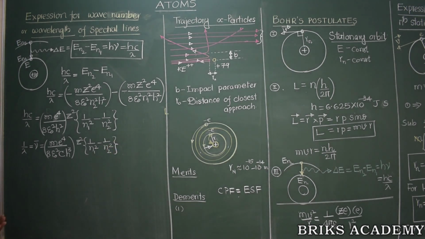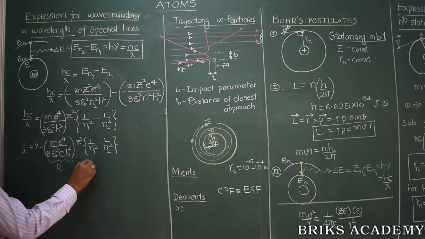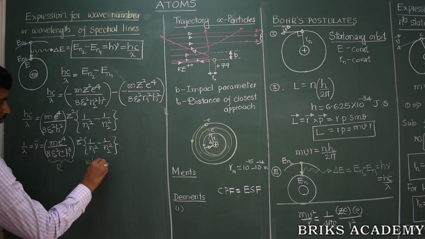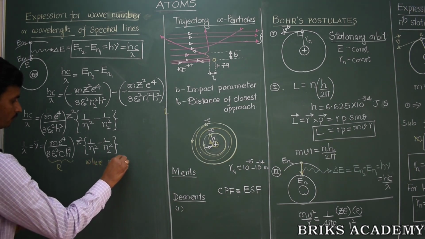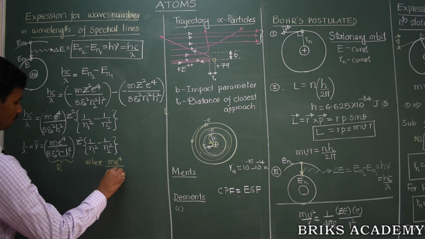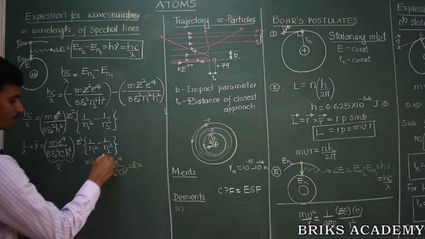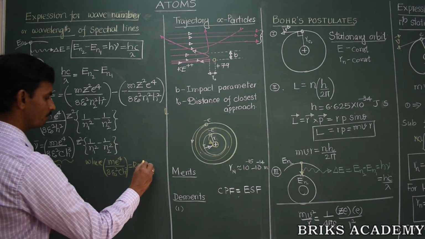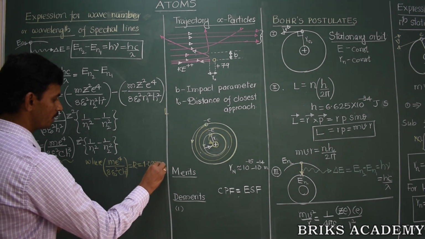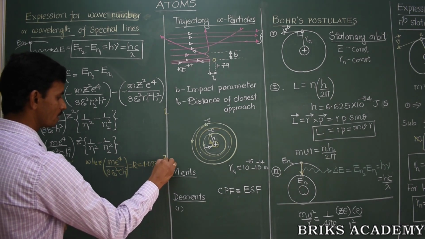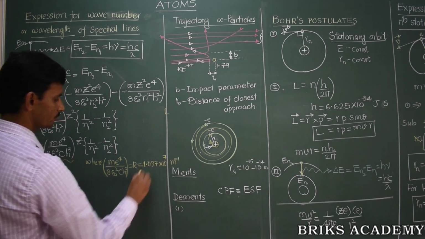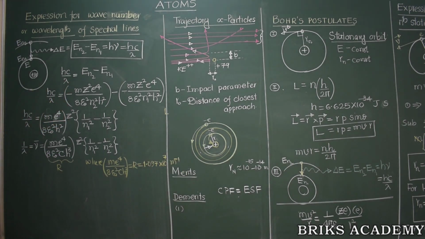Observe now, this whole bracket has got only constants. All these constants together will be called the Rydberg constant. Therefore, we can say where m e power 4 by 8 epsilon naught square c h cube is called the Rydberg constant, whose value, after substituting all these values and simplifying, will become 1.097 into 10 to the power of 7 per meter.